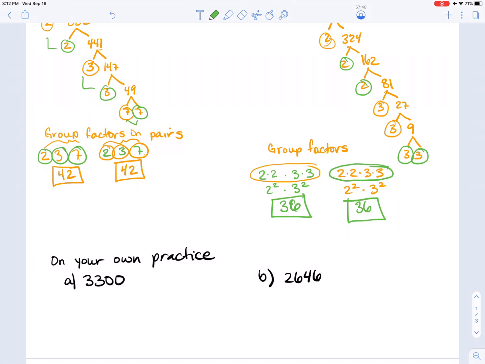Now for your own practice, I'd like you to look at 3300 and 2646. What I'd like you to do is pause the video, try those two using the trees, as in the two examples above, and then restart the video to find the answers.